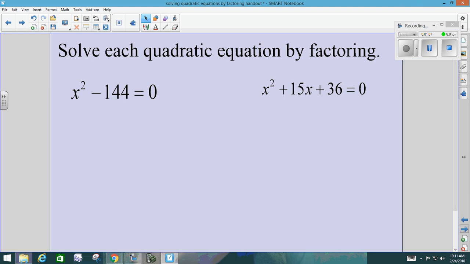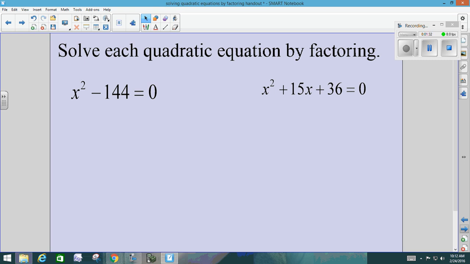Number 1, x squared minus 144 equals 0. Is it set equal to 0? Is there a GCF? No. Binomial or trinomial? Binomial. Sum or difference? Difference. Is x squared a perfect square? Is 144? So this is a difference of 2 squares.